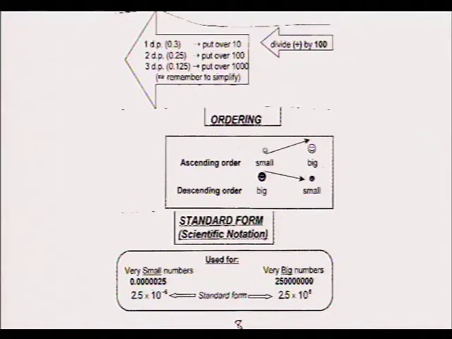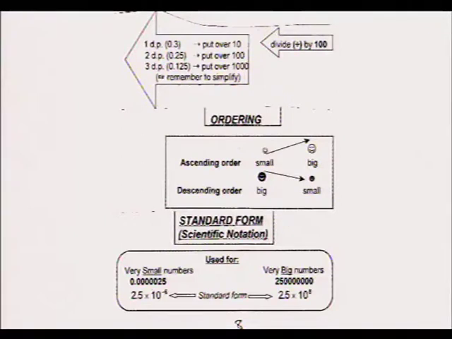To one decimal place, it means 0.3, for example. If it's 2 decimal places, for example, 0.25. If you have to round off to 3 decimal places, it is 0.125. Ordering. Ascending order is from small to bigger. Descending order is from bigger to smaller.